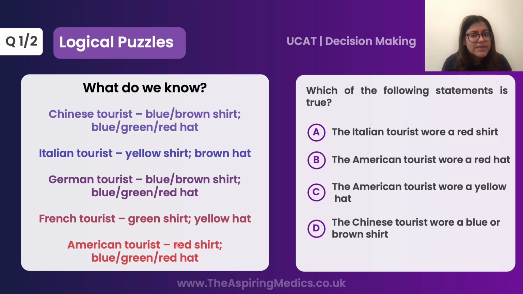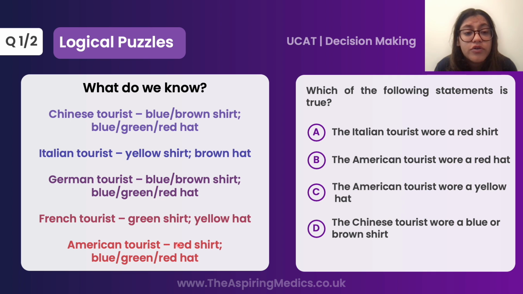Now remember, we still don't have all of the information at this point. We still don't know what color shirt or hat the Chinese tourist is wearing or anything like that, but we've used up all of the information that we've been given in the question, and we've synthesized it and we've converted it to a table. Now let's look at the options for the question.